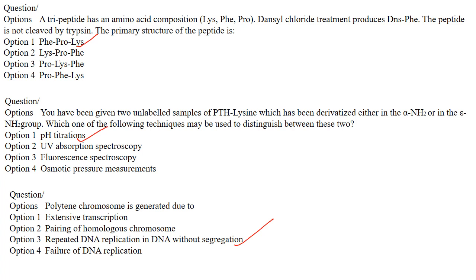Then polytene chromosomes are generated due to? So polytene chromosome is generated due to repeated DNA replication without segregation.